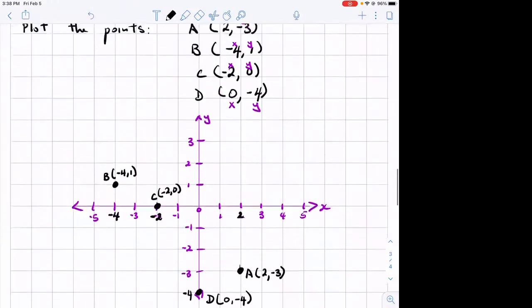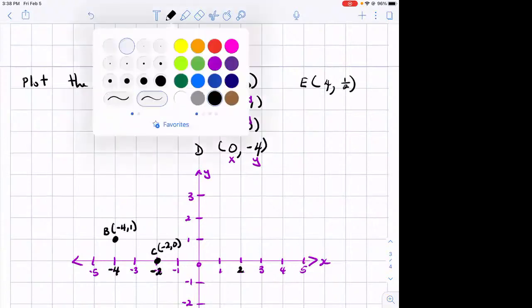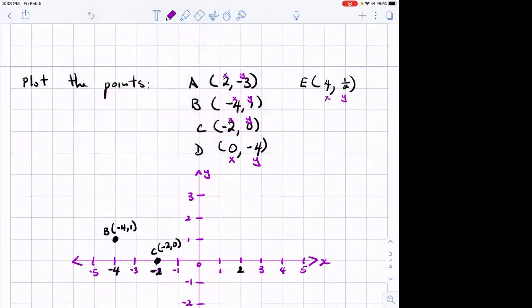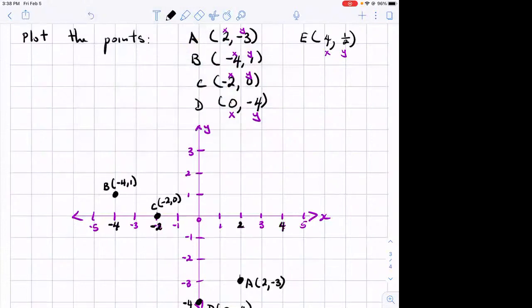Now, how about if I ask you to plot the point E, which is 4, 1/2. Yeah. So the idea is the same. This is x and that's y. So you'll go and identify where x is 4, but y is 1/2. So that's somewhere over here, right? It's a guess because 1/2 is between 0 and 1 on the y-axis. So this is the point E, which is 4, 1/2.